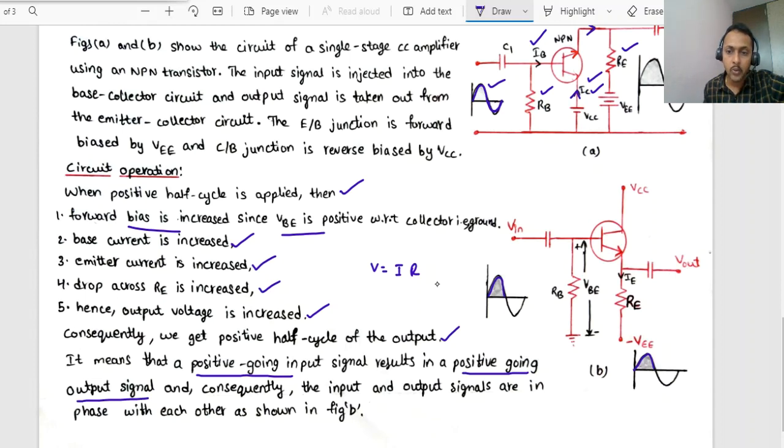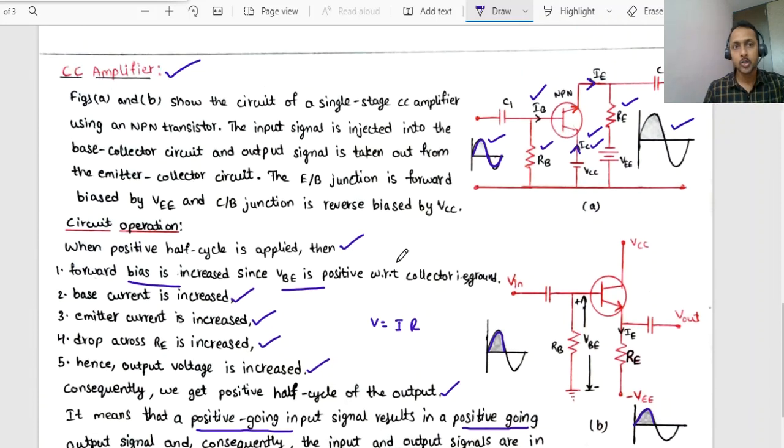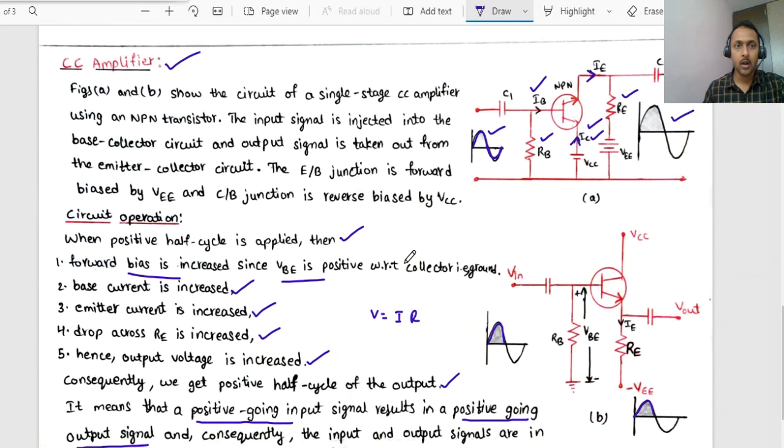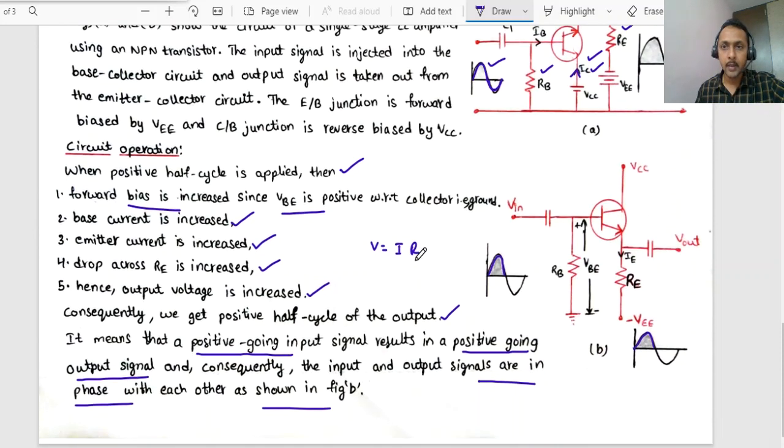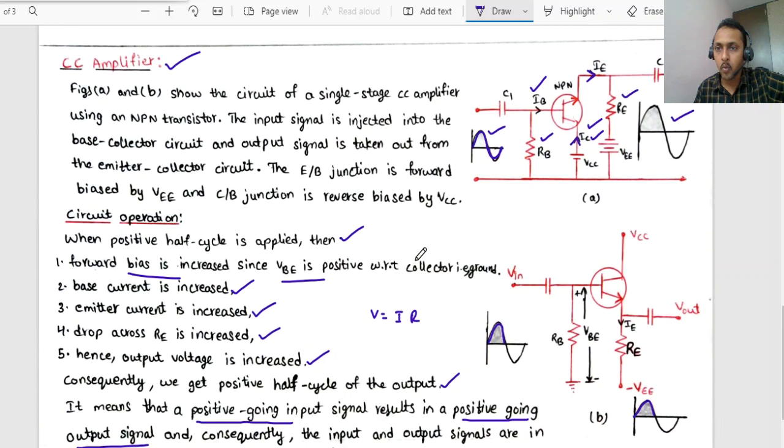Now the input and output signals are in phase with each other. Both the waveforms will be in phase with each other. This is how the circuit operates. So dear students, with respect to the common collector amplifier, the important point is where you are giving the input and where you are obtaining the output, right? Once it is forward biased, the base current is increased, correspondingly the emitter current is also increased. Because of that, the drop across RE also has increased. Now the output voltage is increased.